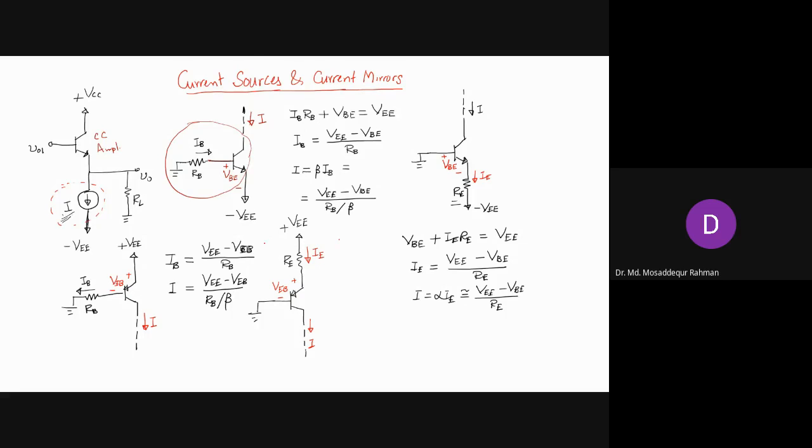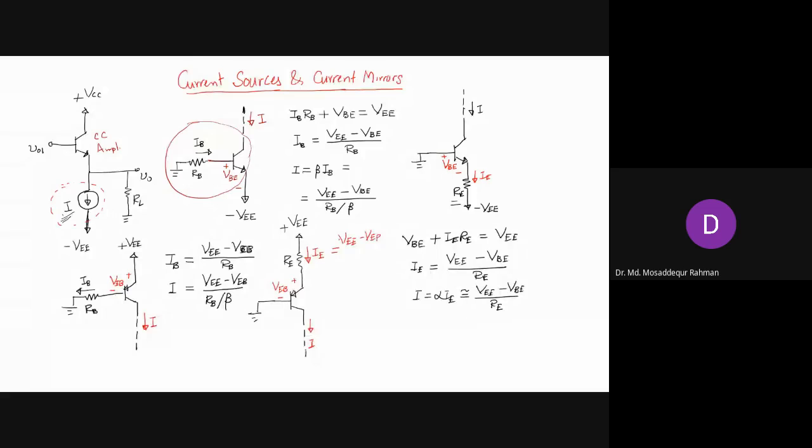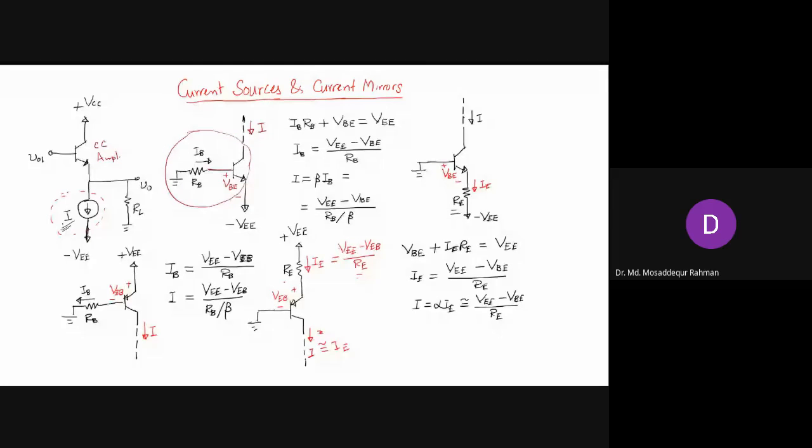So here the resistor is placed in the base, sorry, the emitter, and then current I we can express as VEE minus VEB, divided by RE. Right? And I will be almost equal to IE. So by adjusting the resistance RE, you can adjust the current, right?